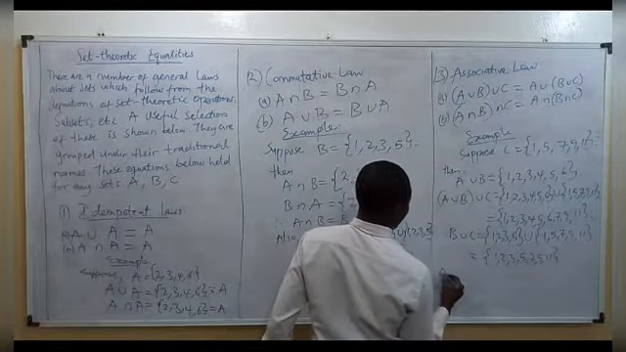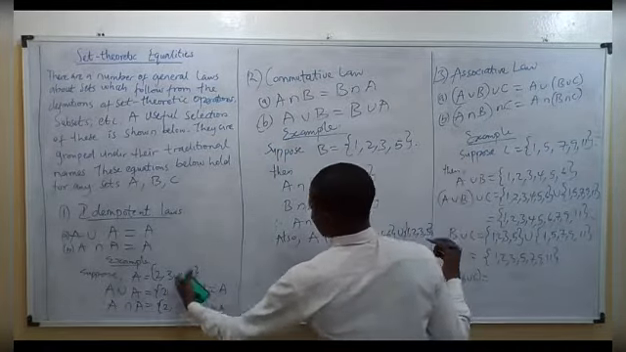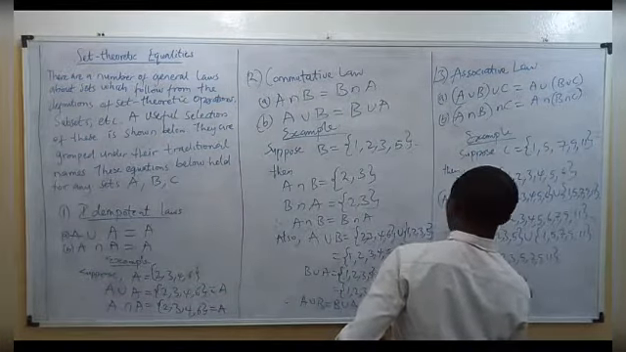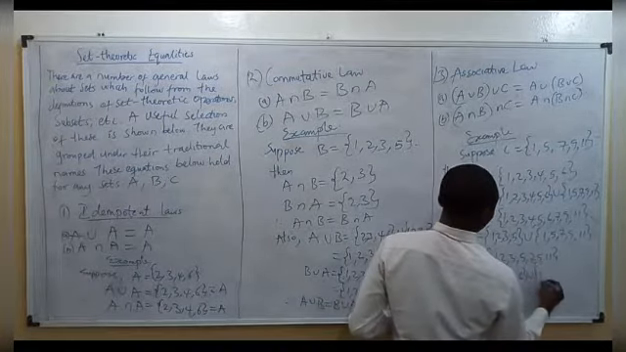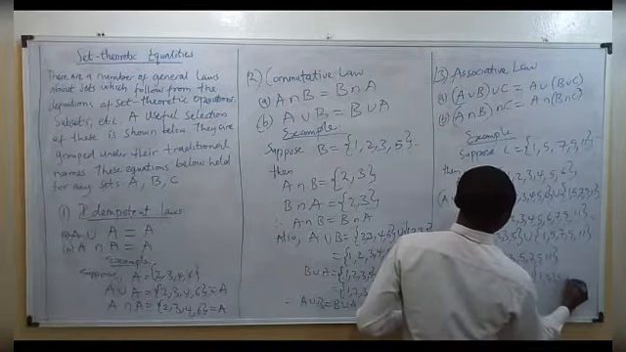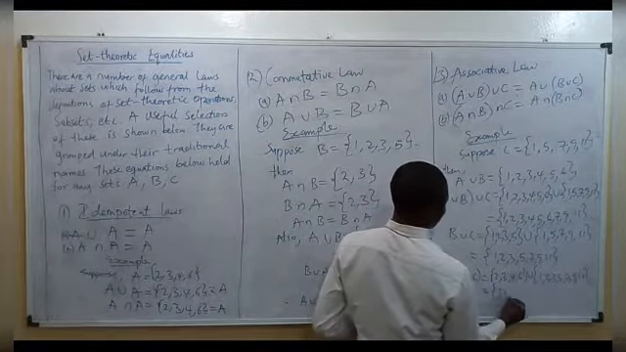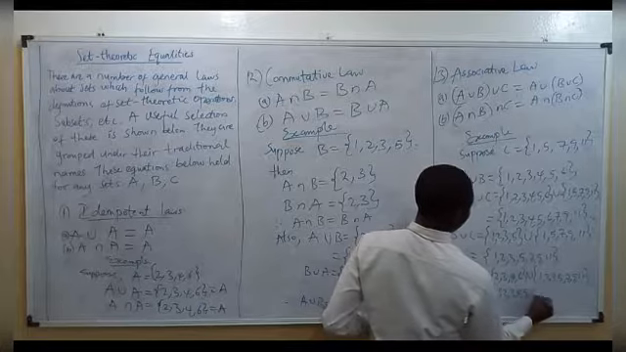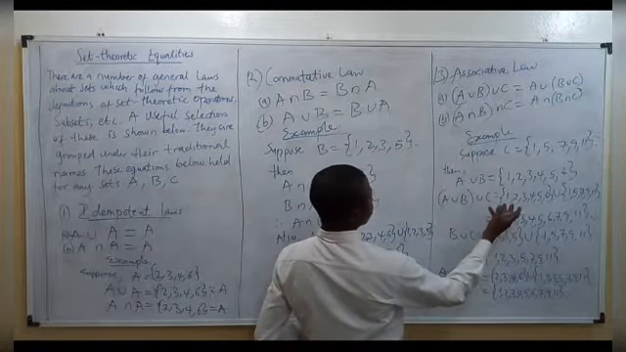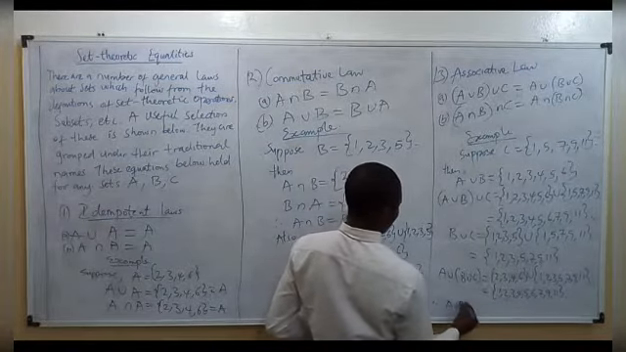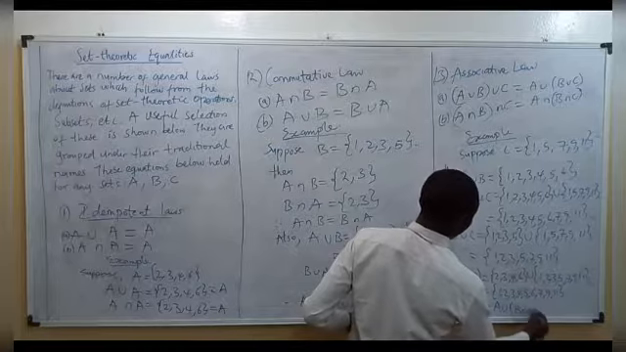So, what's now our A union, in brackets, B union C? Our A is 2, 3, 4, 6, union 1, 2, 3, 5, 7, 9, 11. So we write them together, we have 1, 2, 3, 4, 5, 6, 7, 9, 11. So therefore, this is equal to this. Therefore, A union B, bracket, union C, is equal to A union B union C.